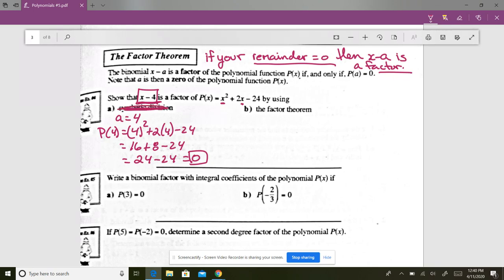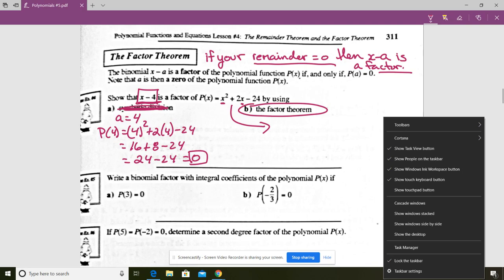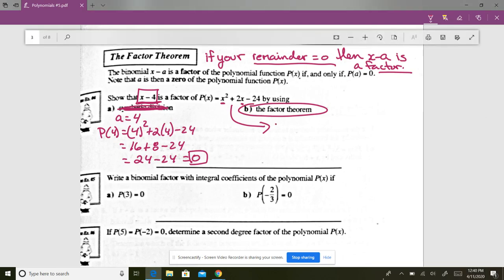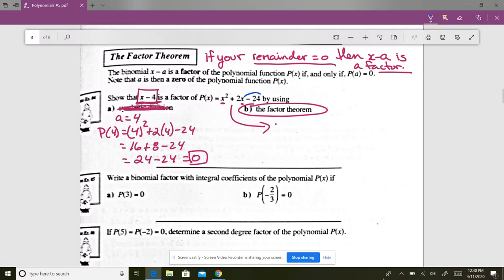What they mean by factor is basically you can factor this polynomial. If I asked you to factor this polynomial, if you remember your grade 10 and 11, what multiplies to the negative 24 and adds to the 2? It's going to be x minus 4, x plus 6. So you can see that x minus 4 is a factor.